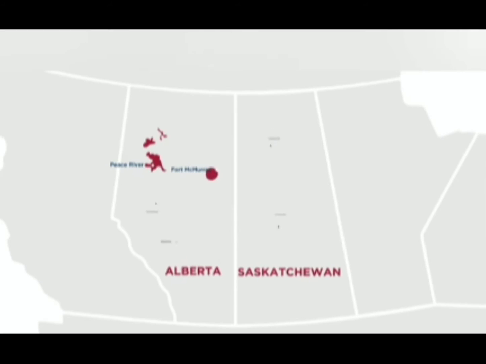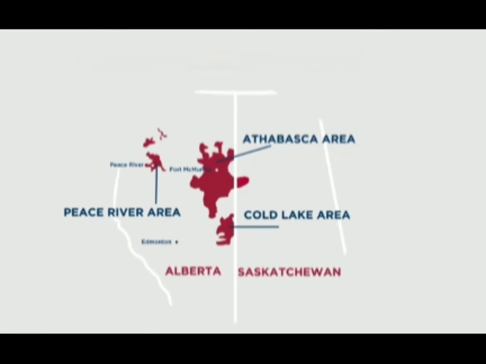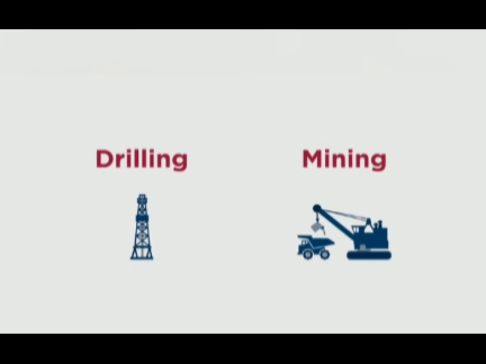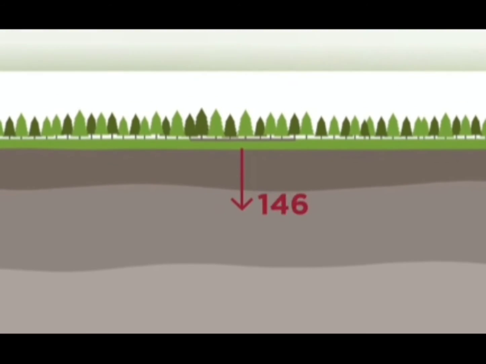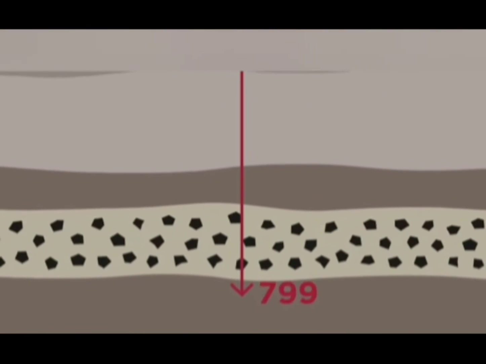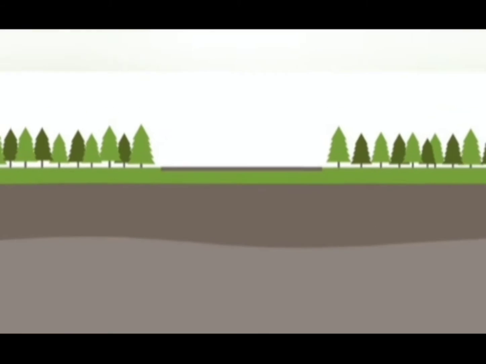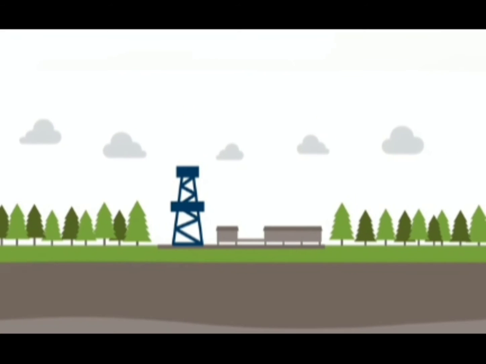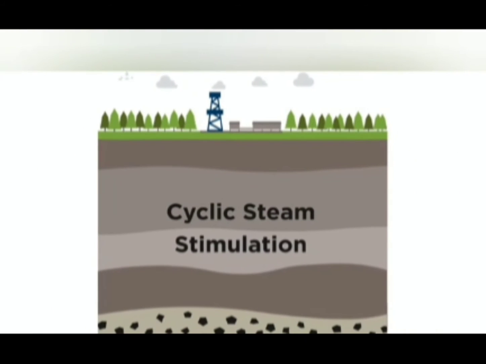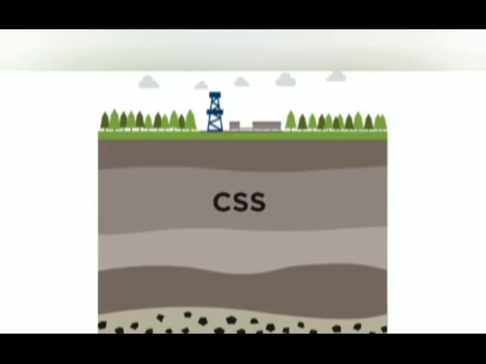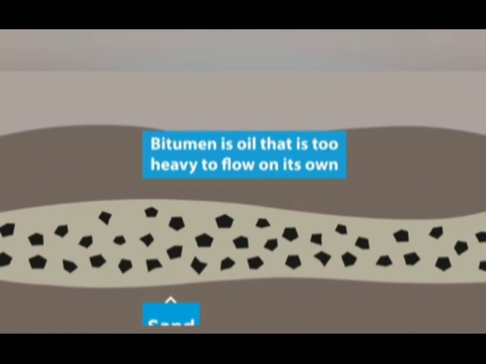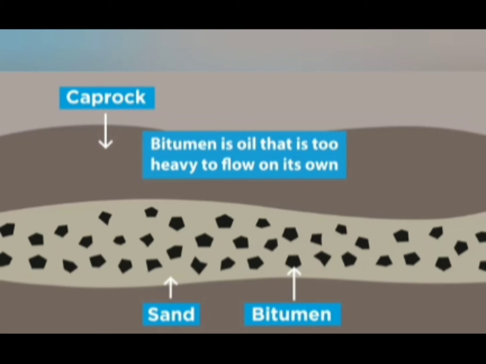Canada's oil sands are recovered using two main methods, drilling and mining. About 80% of the resource, known as bitumen, is found between 100 and 800 meters below the Earth's surface. These reserves are too deep to be mined and are recovered in place, or in situ. One of the in situ methods is called cyclic steam stimulation, or CSS. Found in formations consisting primarily of sand, the bitumen is located beneath a layer of hard rock called cap rock.